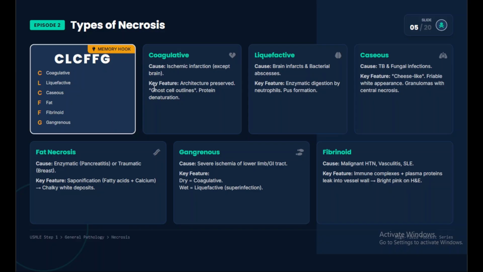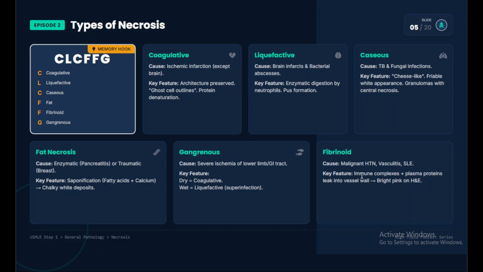Now let's talk about fibrinoid necrosis. The last type is fibrinoid necrosis, and this one is a little different from the others. It mainly occurs in the blood vessels. It is usually associated with immune-mediated vascular injury.